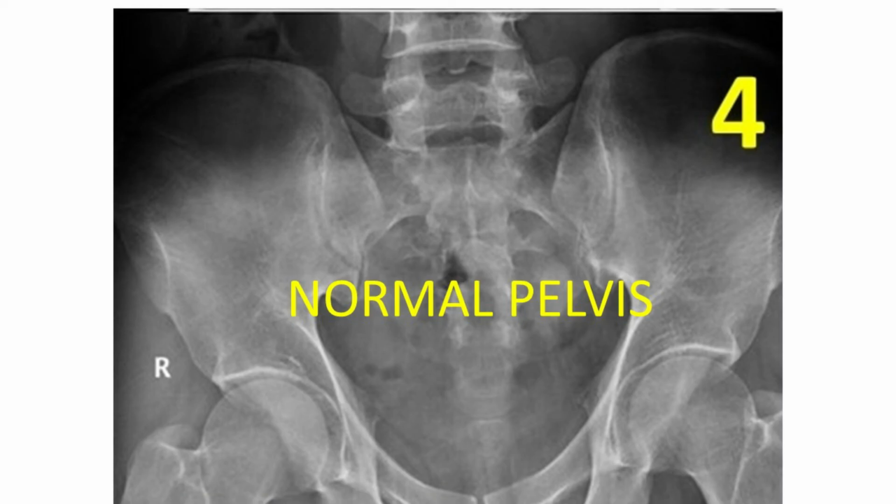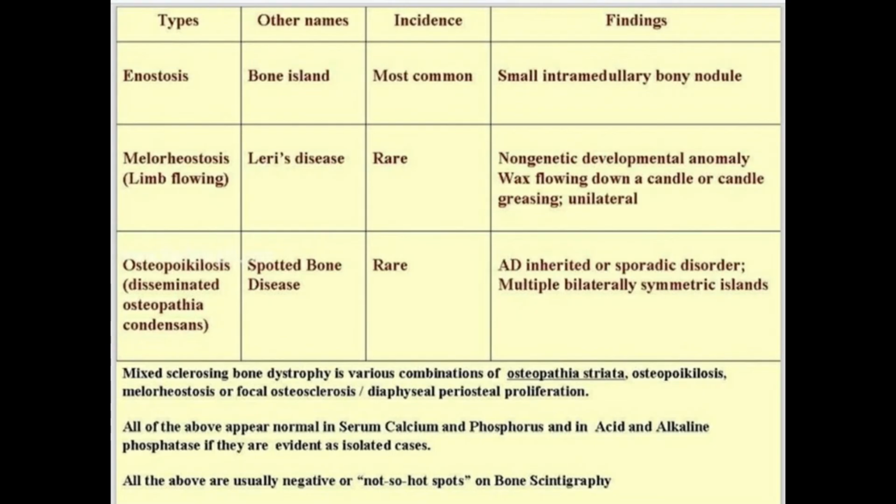The fourth image, I have already mentioned, is the normal appearance of X-ray pelvis, right? I am giving the table comparing the 3 differential diagnoses: bone island, melorheostosis and osteopoikilosis. Already I have discussed this here. Please pause the video to read this in detail.